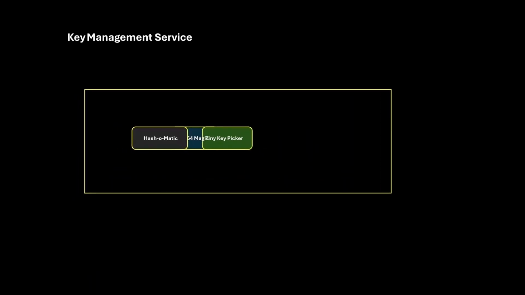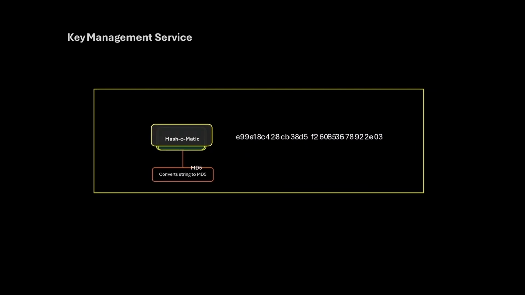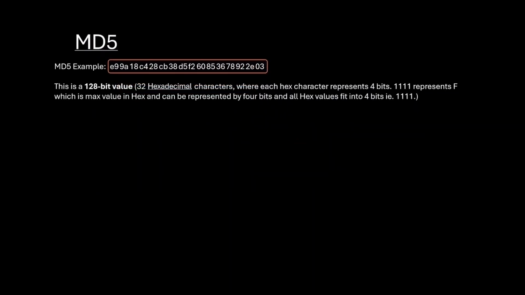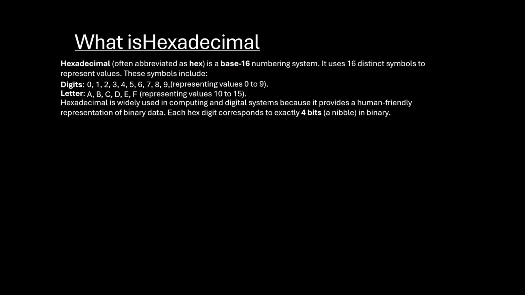So let's deep dive into Hashomatic. As we have already discussed, Hashomatic takes the original large URL and converts it into an MD5 string. Let's deep dive into what is MD5. So MD5 is a 128-bit value which is represented by 32 hexadecimal numbers, where each hexadecimal number is represented by 4 bits. To understand MD5 more clearly, we should also deep dive into what a hexadecimal number is and the logic behind these hexadecimal numbers.